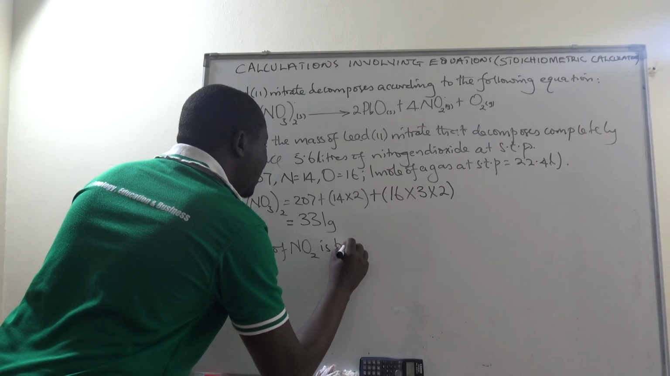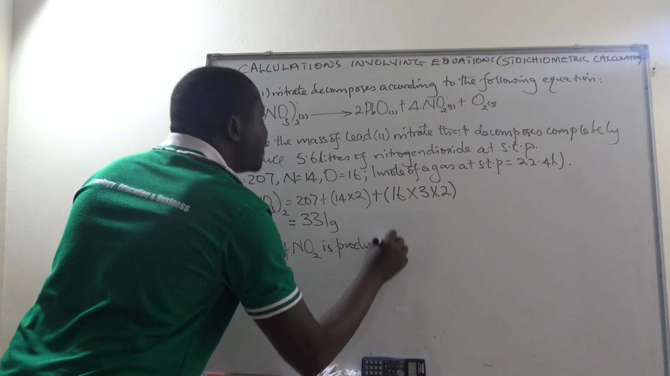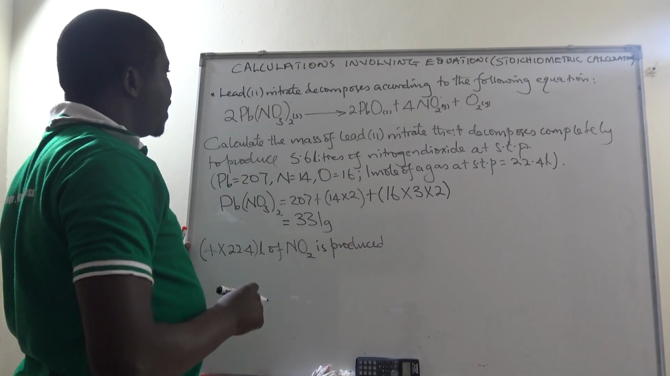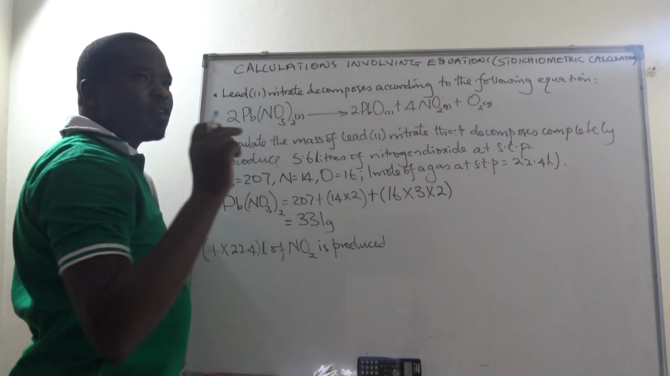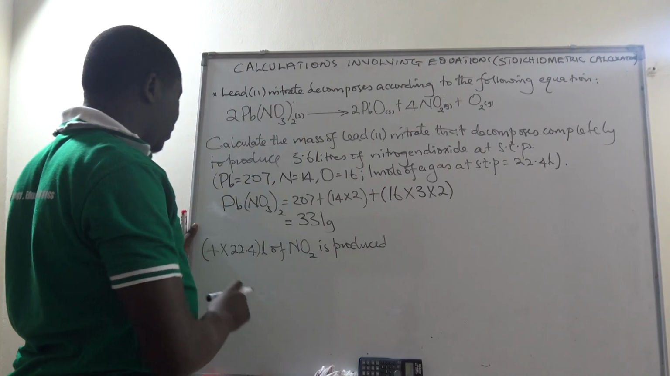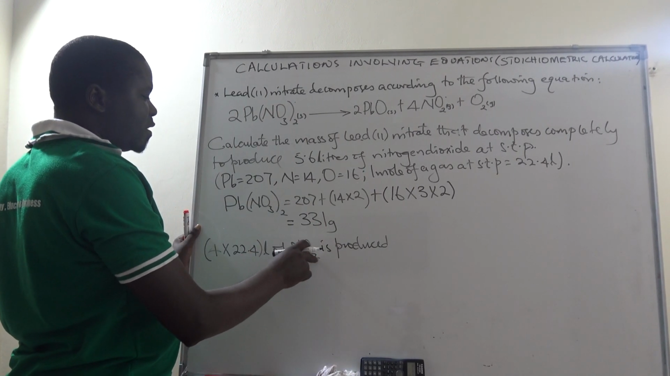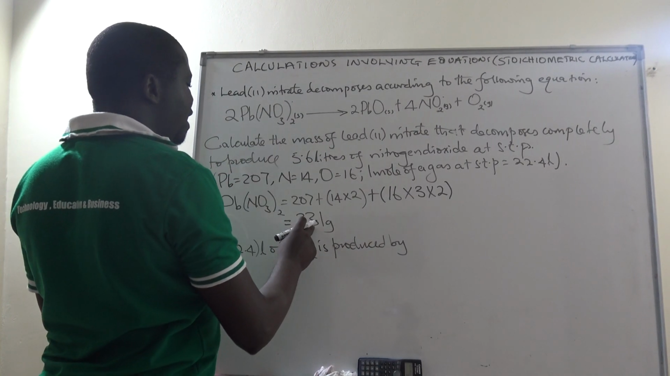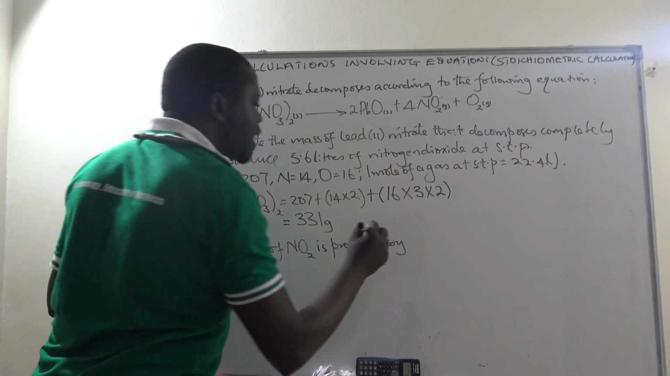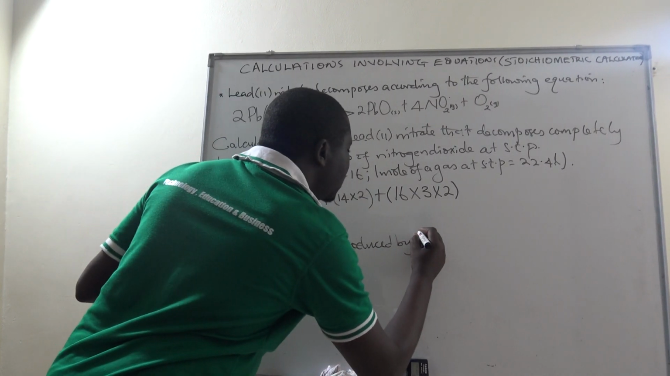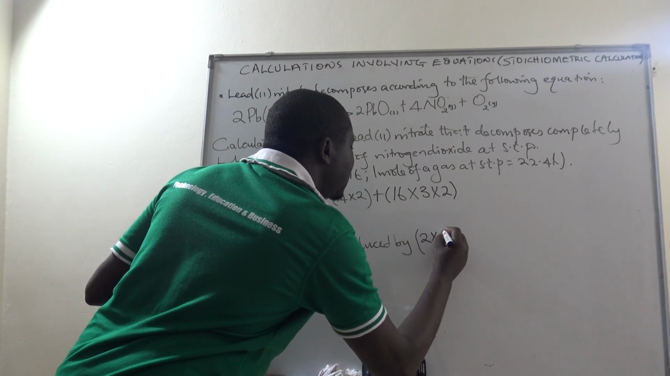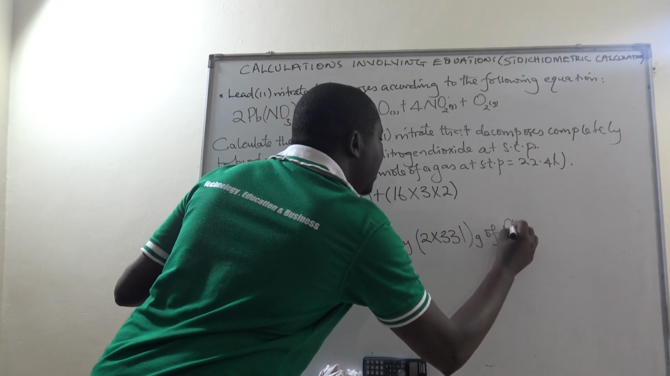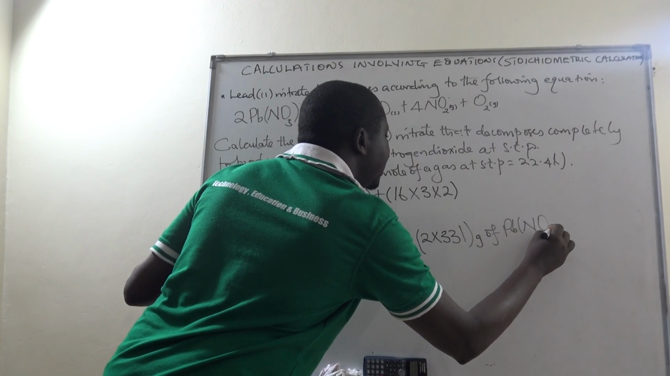is produced by, take note of this, we cannot have a product producing a reactant. We cannot say it produces this lead (II) nitrate. No, it is produced by lead (II) nitrate. That is the correct word that we should use. So 4 by 22.4 liters of nitrogen dioxide is produced by, then we go to lead (II) nitrate. 1 mole is 331 grams, but there are 2 moles here. We don't have to ignore the number of moles. So it is produced by 2 times 331 grams of lead (II) nitrate.